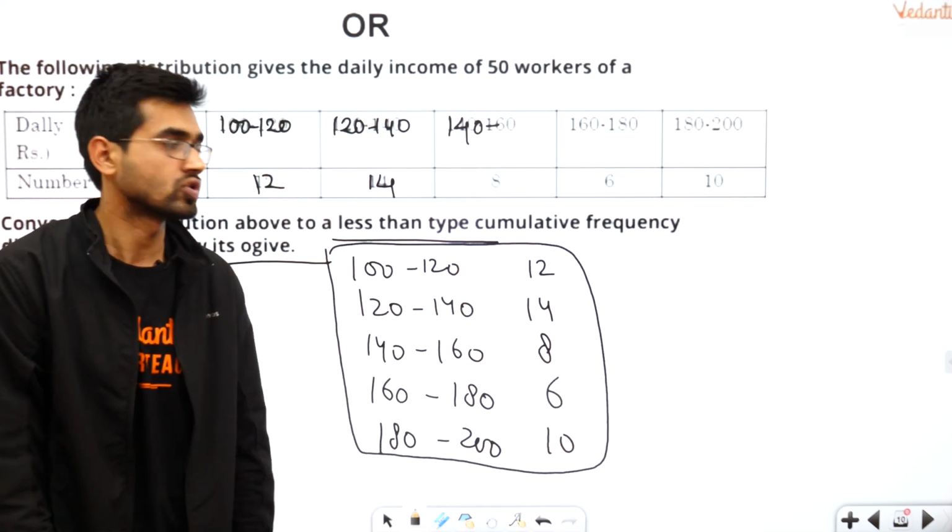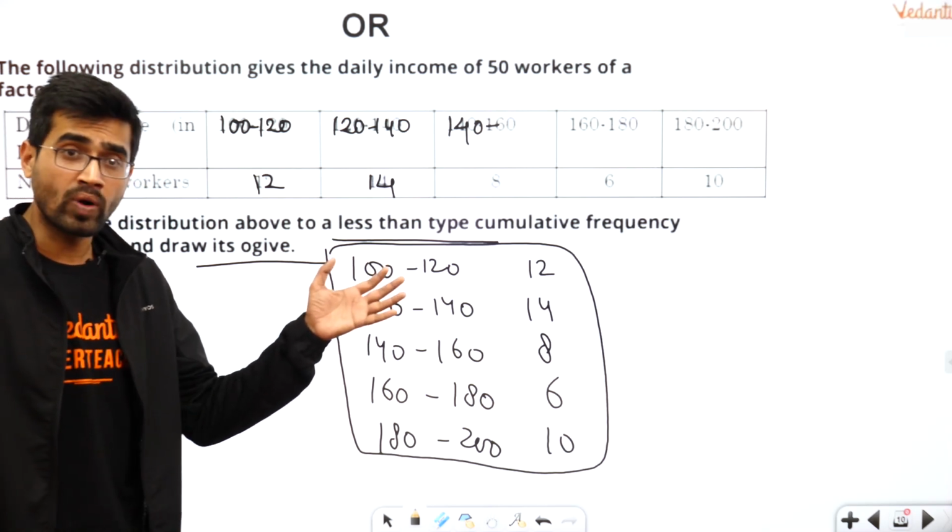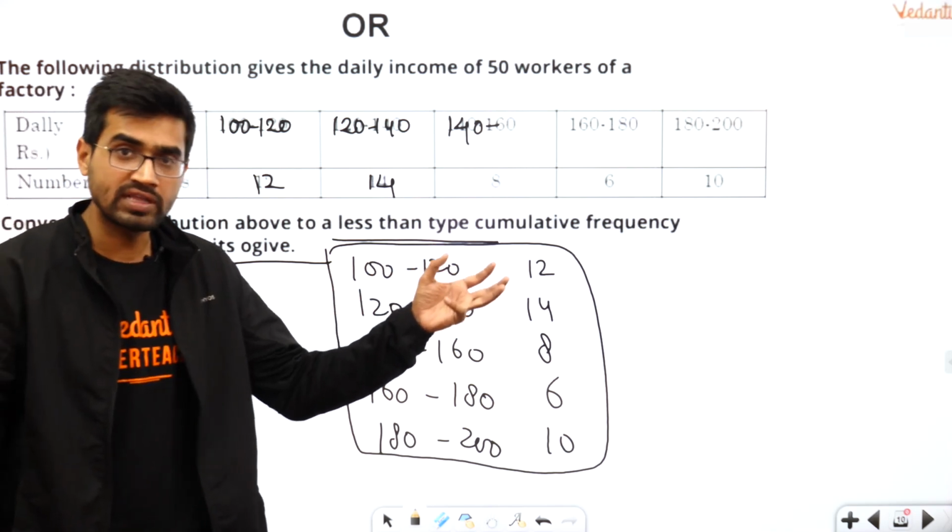Try to understand this now. Don't look at that, leave it. 100 to 120, the data is 12. 120 to 140, 14, like that.